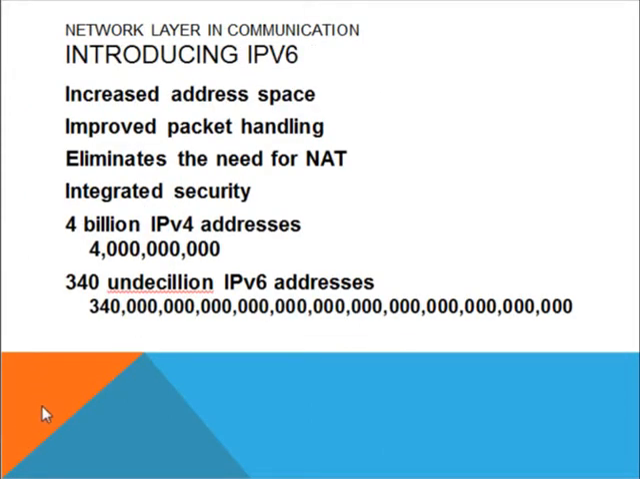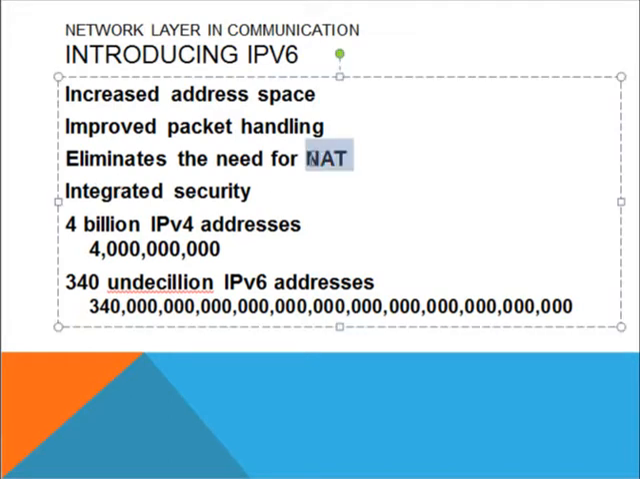So IPv6 is meant to overcome the shortcomings of IPv4. It will have increased network space. It will allow improved packet handling and eliminate the need for the network address translation table, which we will explain to you later. It will also allow network security to be integrated in the packets. Just as an example, IPv4 has a total of 4 billion addresses, but IPv6 has a total of 340 undecillion addresses.